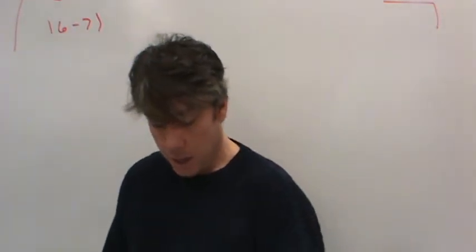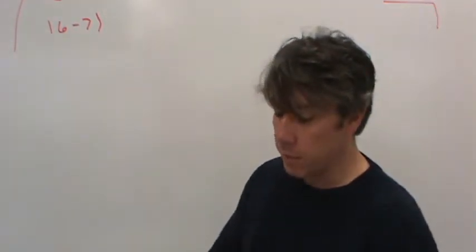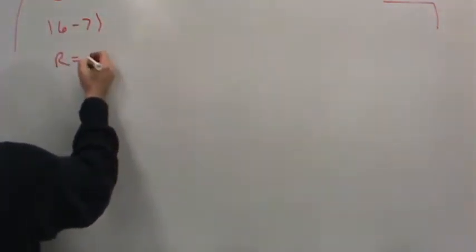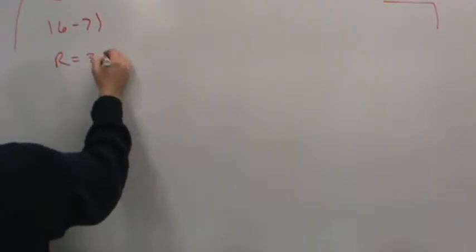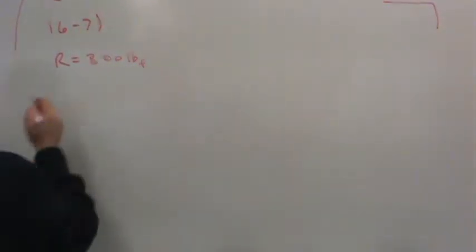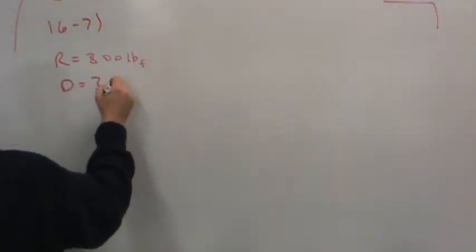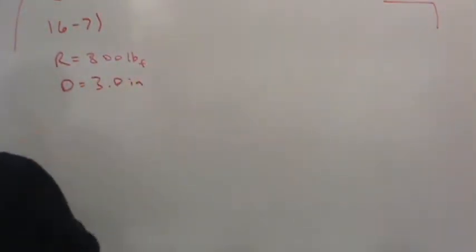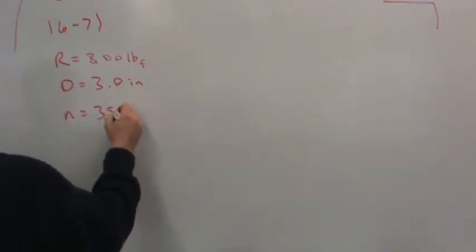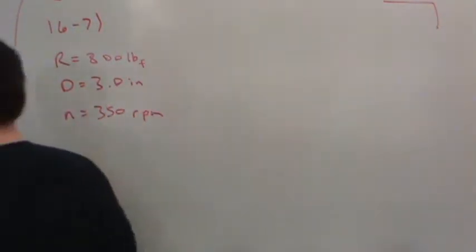So I'm going to work problem 16.7. It's on page 579 for the sake of the video. The radial load that's given is 800 pound force. The shaft diameter is 3 inches. The shaft speed is 350 revolutions per minute.